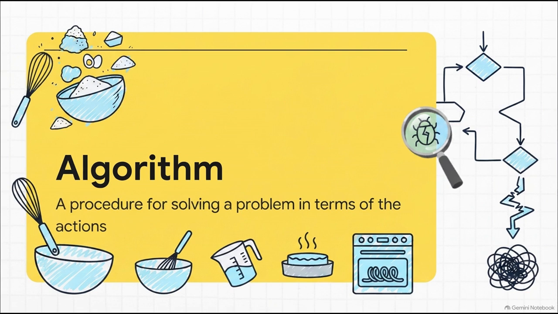If you put the cake in the oven before you mix the batter, well, you're going to have a really bad time. In coding, doing things out of order or skipping a step is the absolute number one cause of frustrating bugs. You can have a beautifully designed app, but it won't hide broken logic. Getting your algorithm right is absolutely critical.